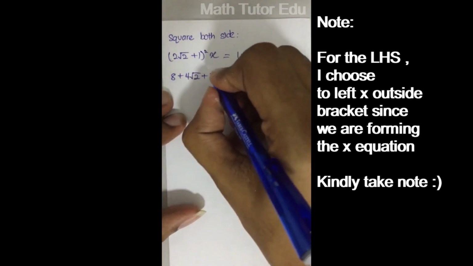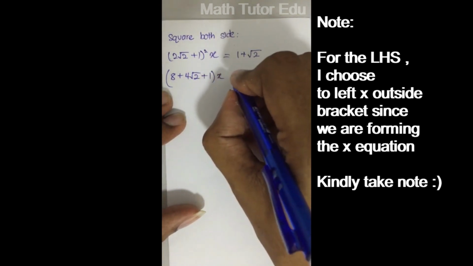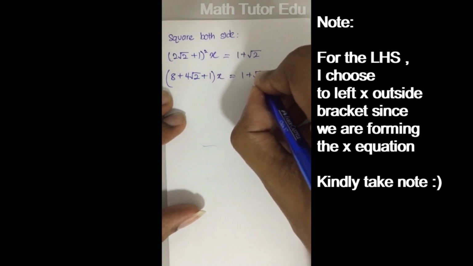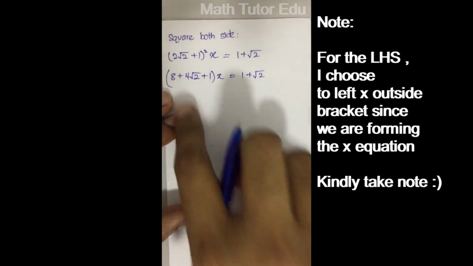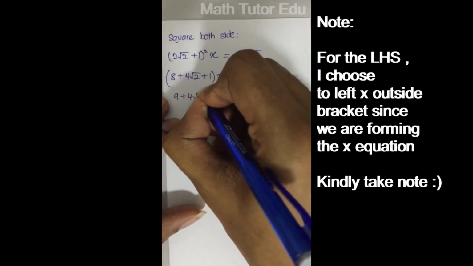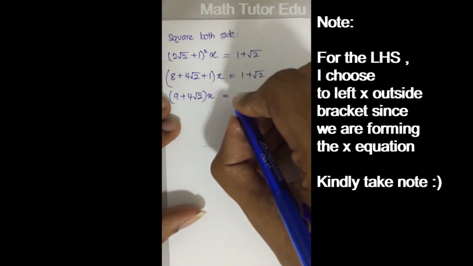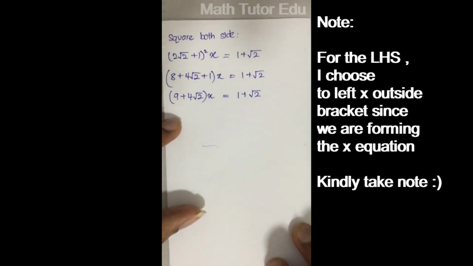Okay, so from here, close bracket, times x equals 1 plus surd 2. Okay, so far I hope you guys understand the working. So from here 8 plus 1, so you get 9 plus 4 surd 2, close bracket, x equals 1 plus surd 2. Okay, we are very close to get our value of x.